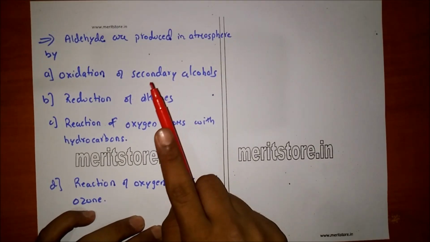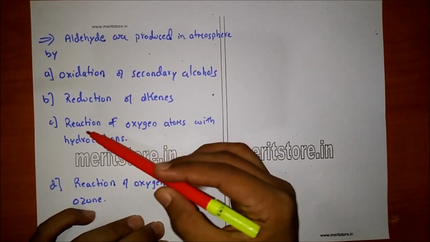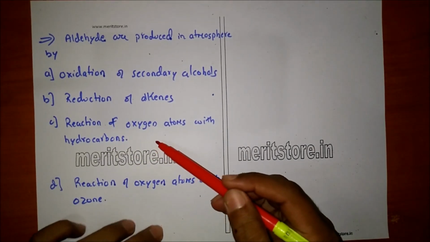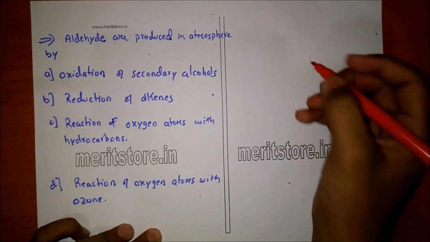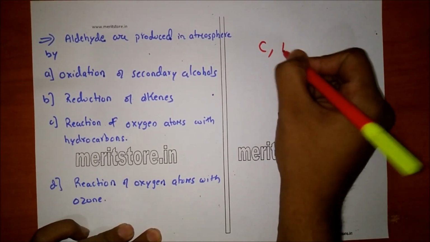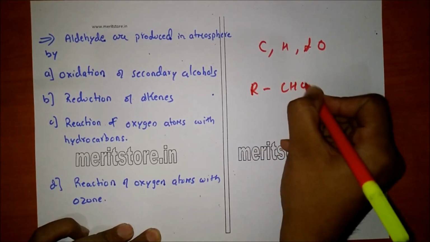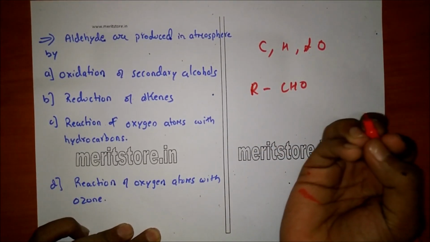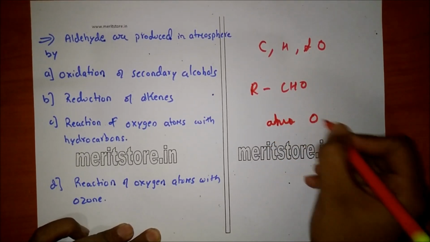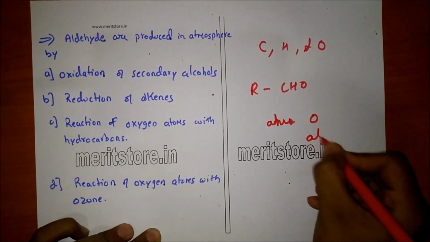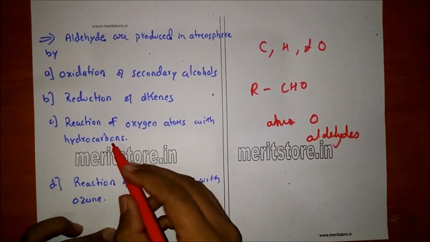Aldehydes are produced in atmosphere by A. Oxidation of secondary alcohols, B. Reduction of alkenes, C. Reaction of oxygen atoms with hydrocarbons, or D. Reaction of oxygen atoms with ozone. Now, aldehydes are compounds containing C, H, and O. In general, the structure of an aldehyde is RCHO. So hydrocarbons react with atmospheric oxygen to give aldehydes. Therefore, here the correct answer is option C, reaction of oxygen atoms with hydrocarbons.